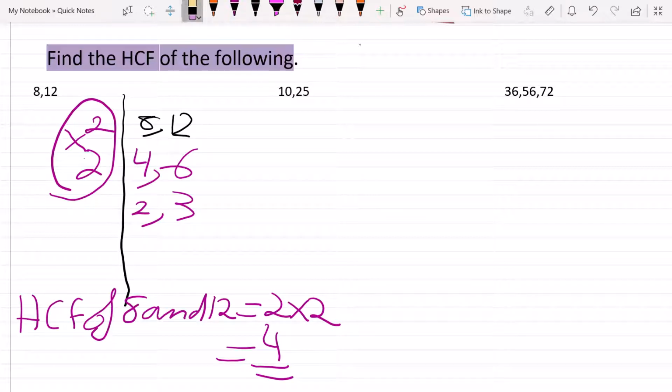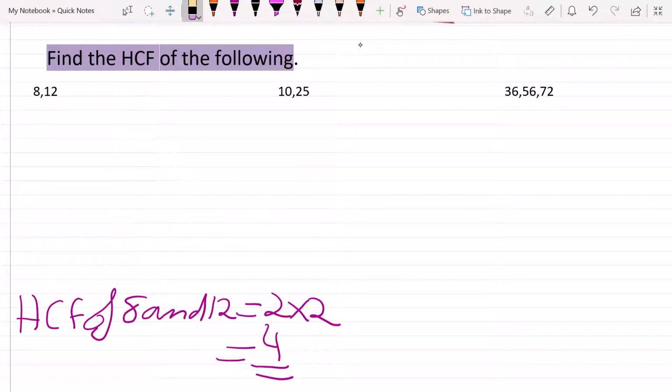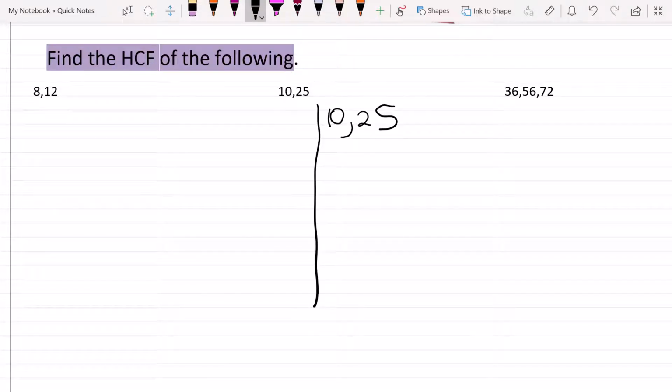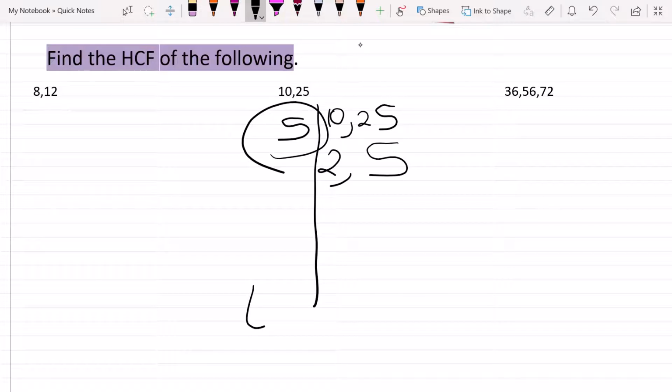Okay? Great. Now we will move to the next example, which is 10 and 25. We're gonna write the numbers down again and put a division line. Now we want to find a factor that's divisible by both 10 and 25, and that is the 5, of course. So 10 divided by 5 is 2. 25 divided by 5 is 5. This means that the HCF of 10 and 25 is equal to 5.